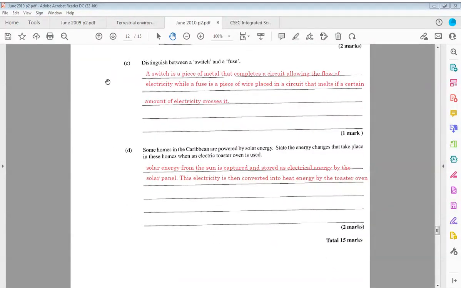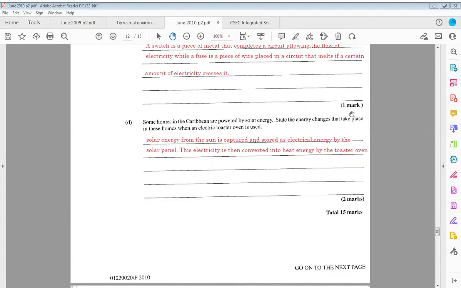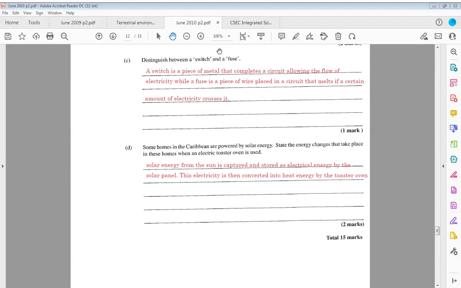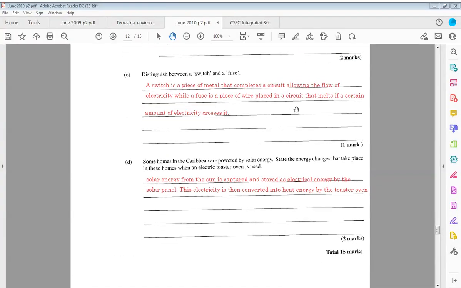Then part C, distinguish between a switch and a fuse. So a switch is a piece of metal that completes a circuit, allowing the flow of electricity, while a fuse is a piece of wire placed in a circuit that melts if a certain amount of electricity or a certain current passes or crosses it. So very simple that they just gave 1 mark for that. Usually it might have been two, since there's two things you have to define here, but it's very simple, so just one.